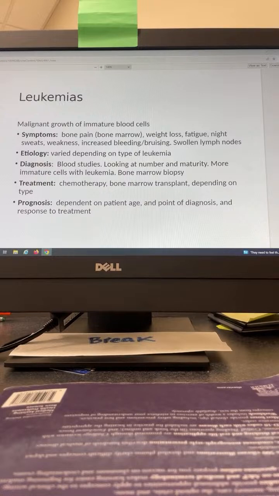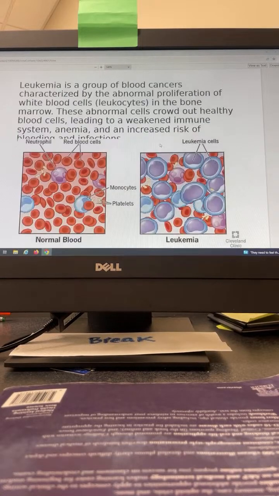All right, leukemias. I think we're almost done here too. We have maybe two or three more disorders. A leukemia is a cancer of the blood cells. Malignancy is talking about cancer. And I'll show you a picture here.